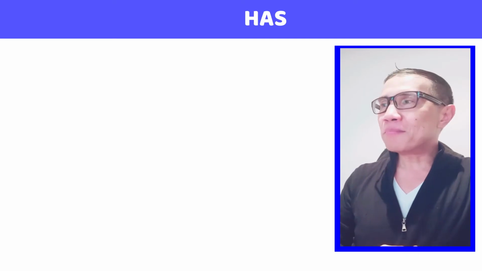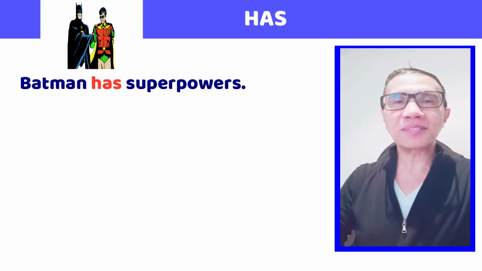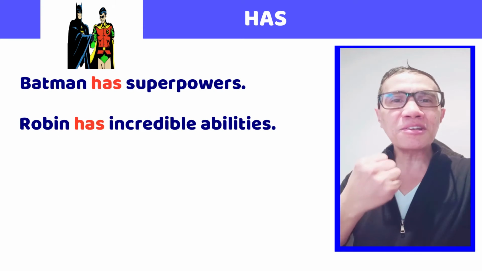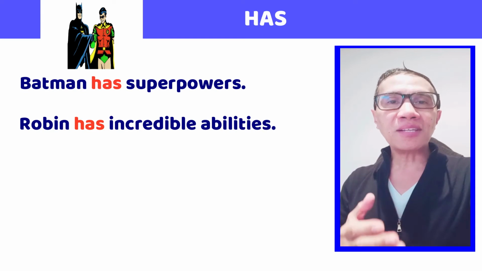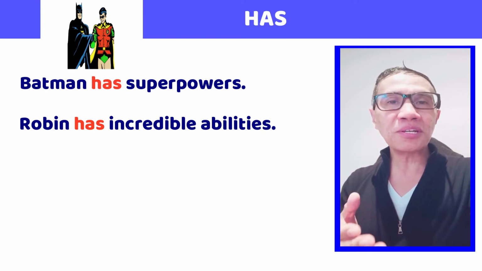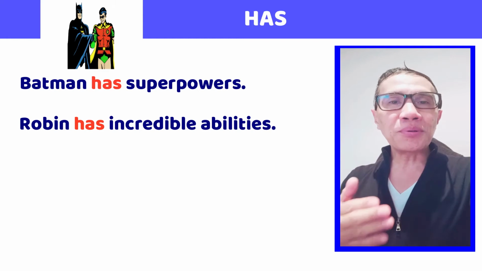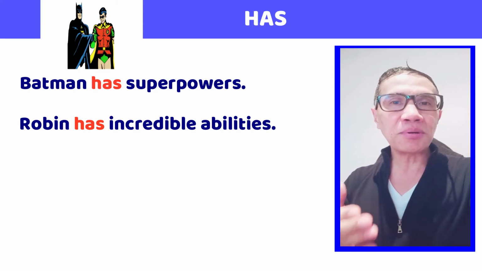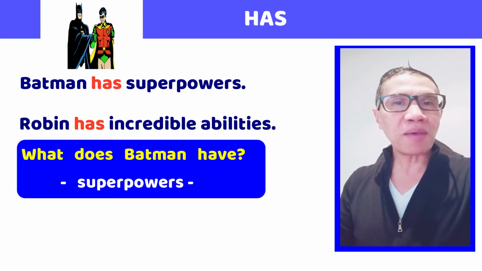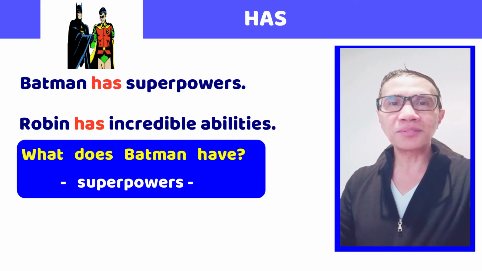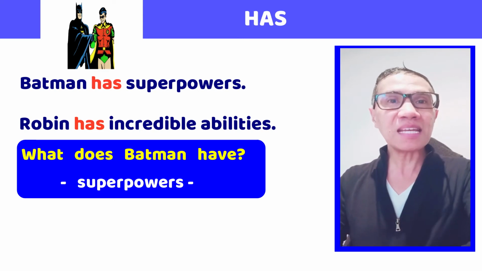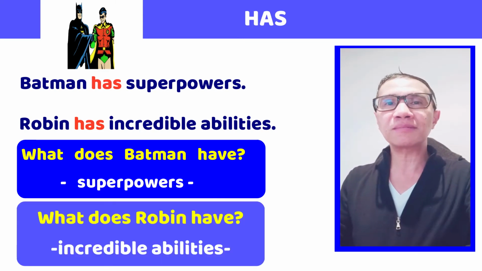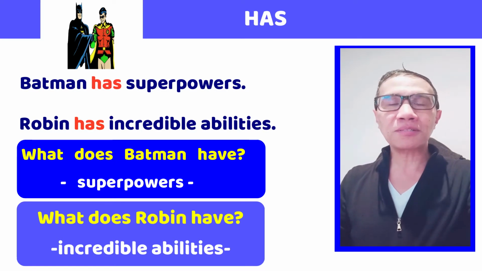Let's take a look at some examples for has. Batman has superpowers, and Robin has incredible abilities. In these two examples, has is used to show possession or ownership. The question to ask about possession or ownership is, what does Batman have? Answer, superpowers. And what does Robin have? Answer, incredible abilities.